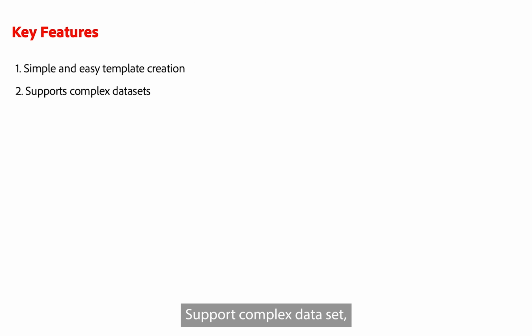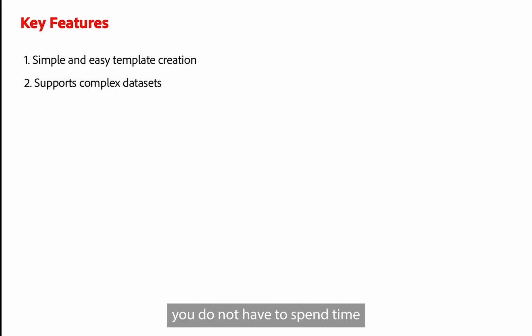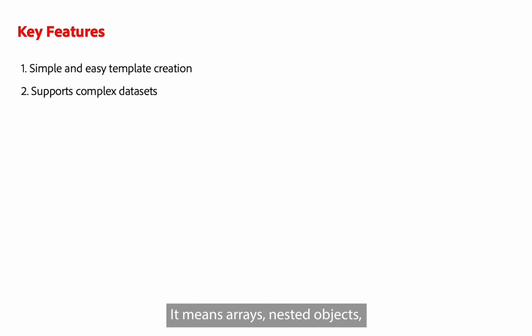Simple and easy template creation. Support for complex datasets. DocGen APIs accept your data structure. You do not have to spend time refactoring your data. It means arrays, nested objects, and data types are supported and can be mapped in a template.